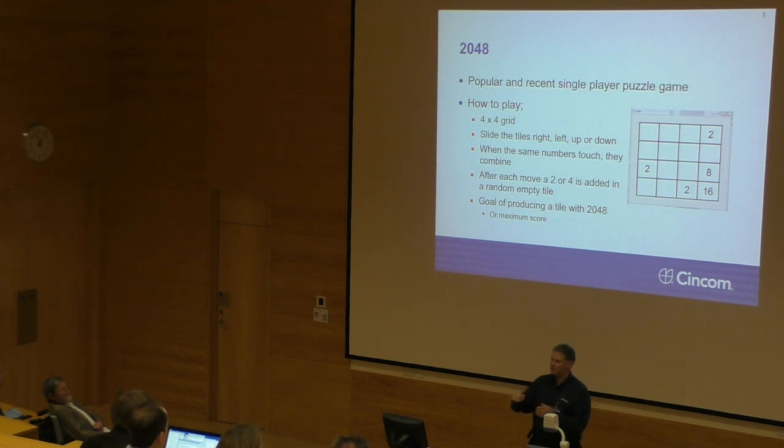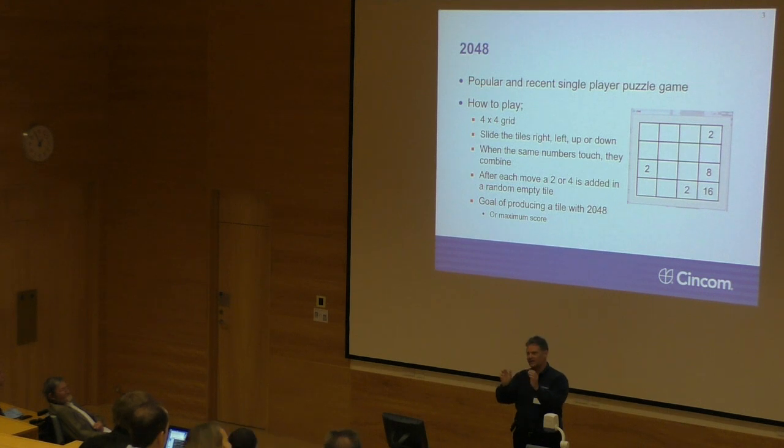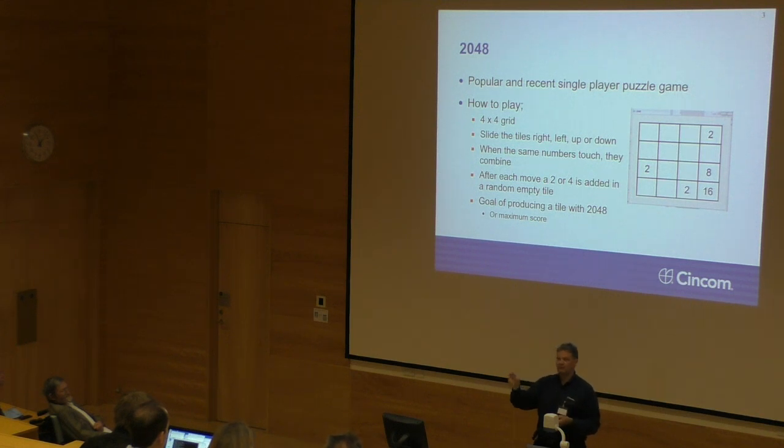On a 4x4 grid, you slide the numbers around and you try to combine them, like numbers combine. They add up, they add to the score. One of your goals is to try to produce a tile of 2048 or a very high score. So it's like, man, that's neat. I can program this in Smalltalk. So I took a couple of hours and did a basic version in Smalltalk.